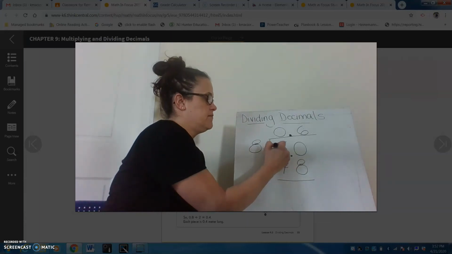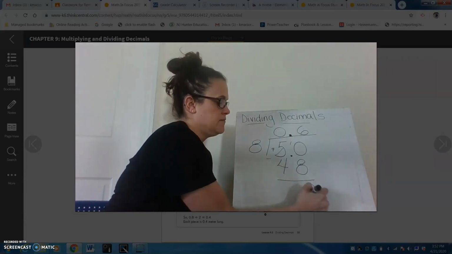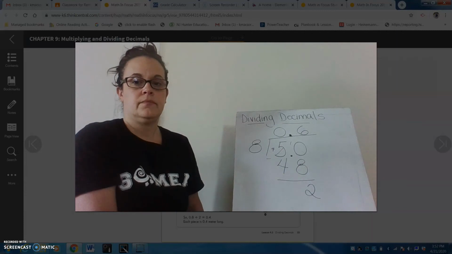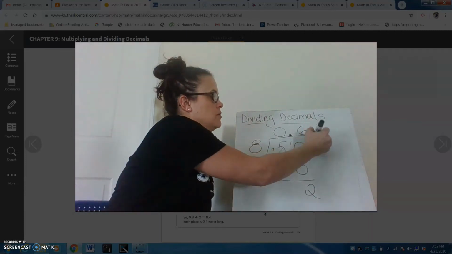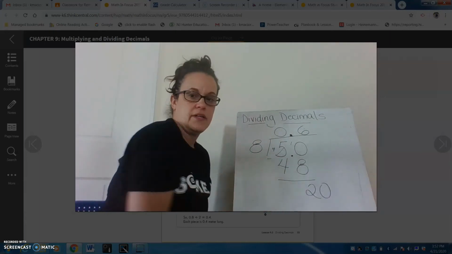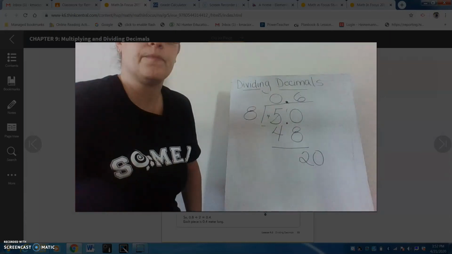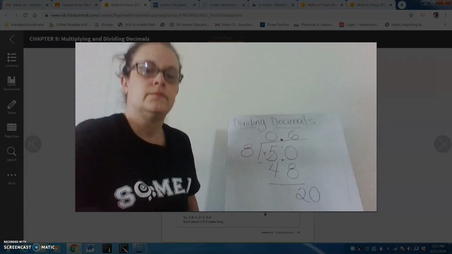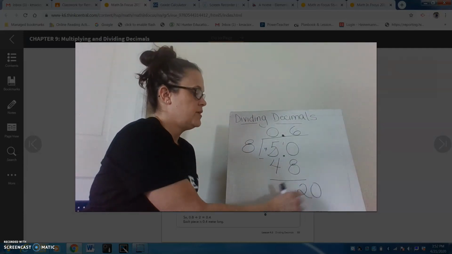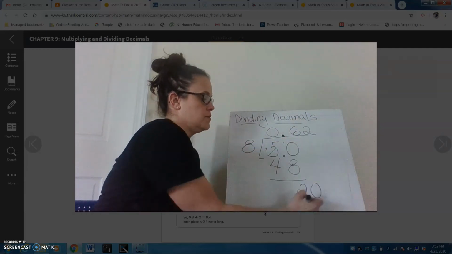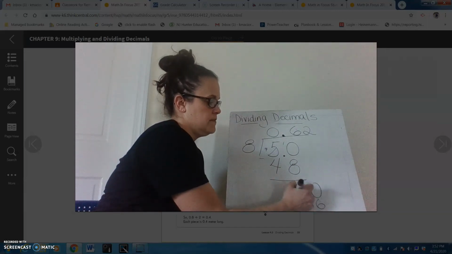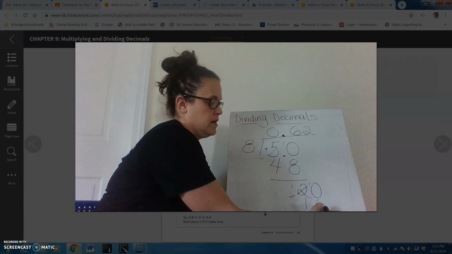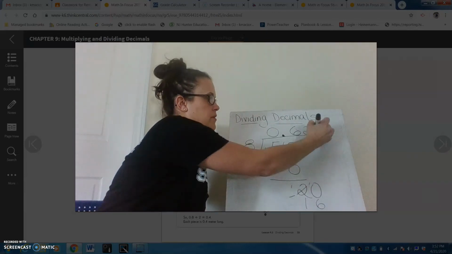I'm going to find the difference. I have 2. Now I know I can't fit any groups of 8 in 2, so I'm just going to add another 0 down here. And I know that 8 times 2 comes close, or there's 2 groups of 8 in 20. And I have a remainder of 4.